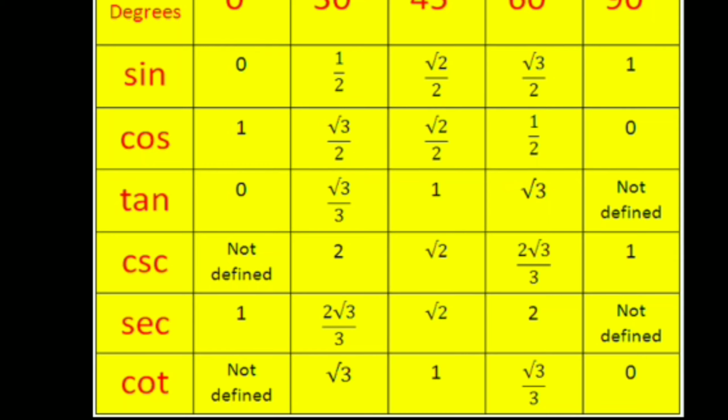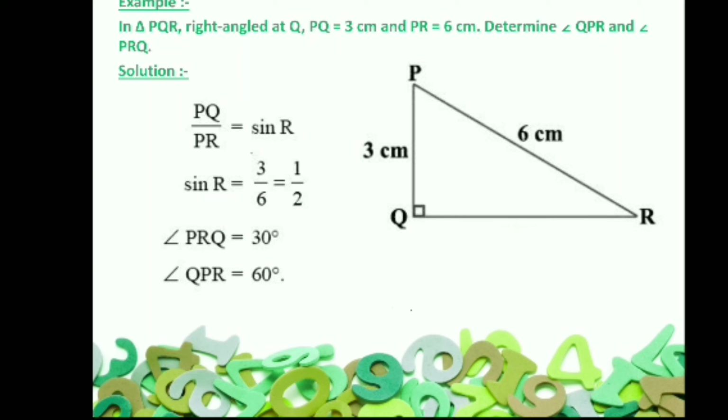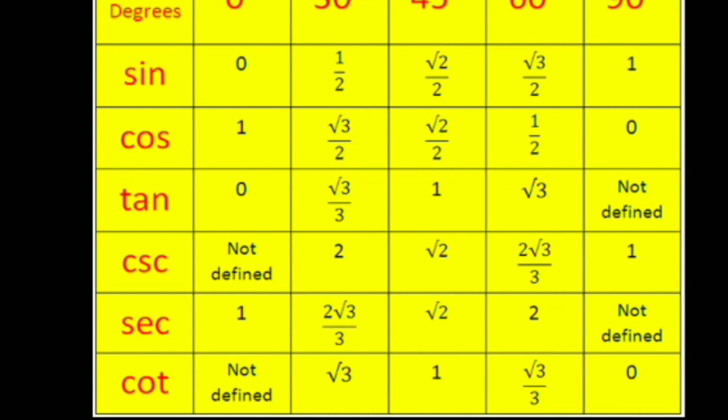Same thing, cot 0 is not defined, cot 30 is root 3, cot 45 is 1, cot 60 is root 3 upon 3, and cot 90 is 0. So you need to learn this table or understand the process of how you will find the values. This was the geometrical process which I told you. One more process is there to find the values that I will tell you later. So it was the first procedure. You need to learn it.